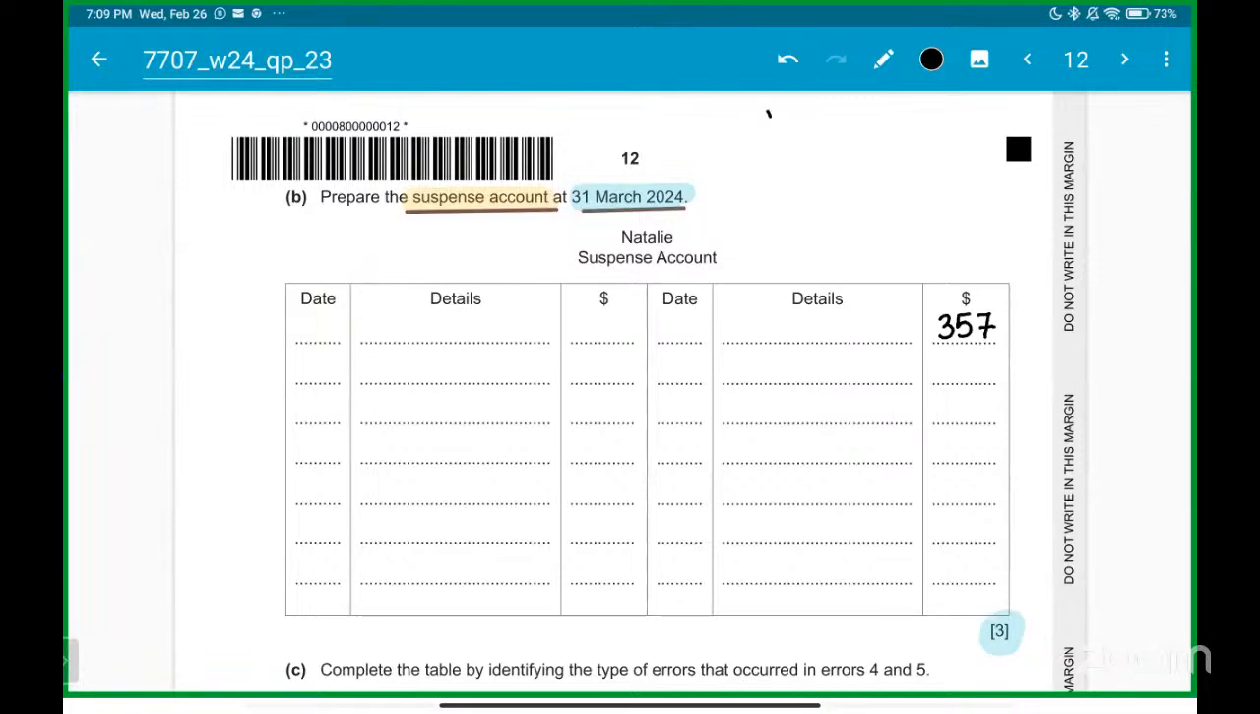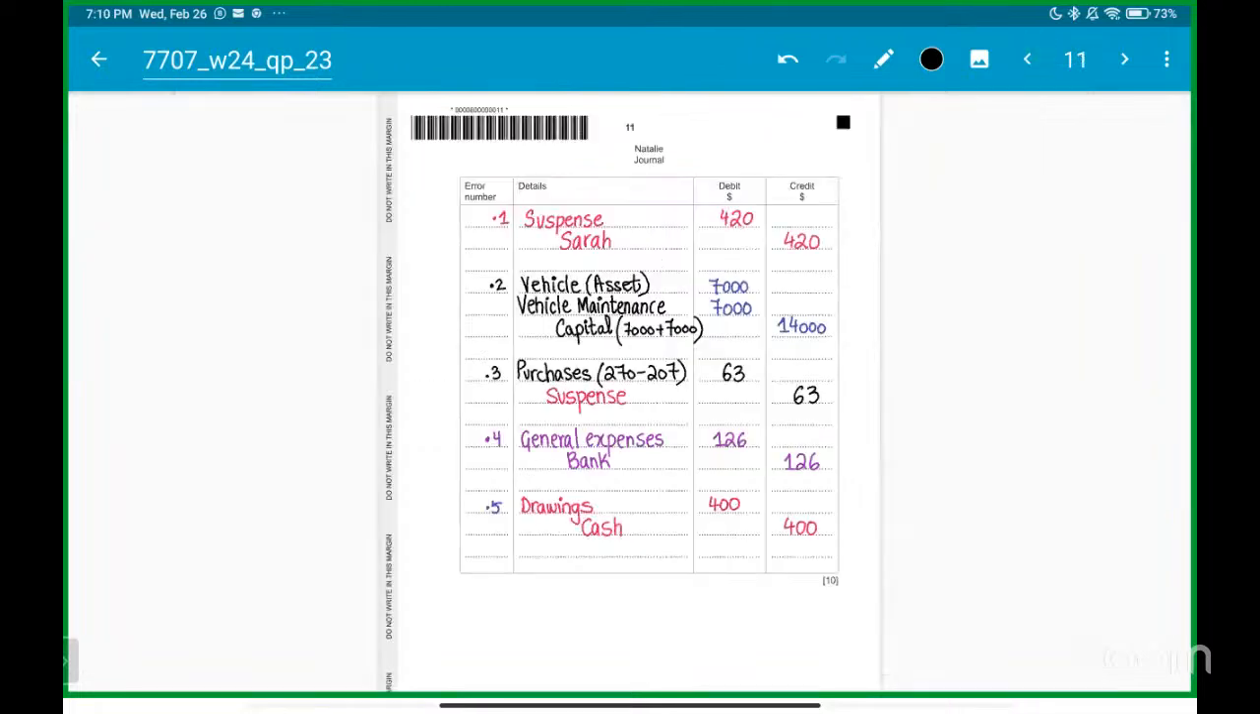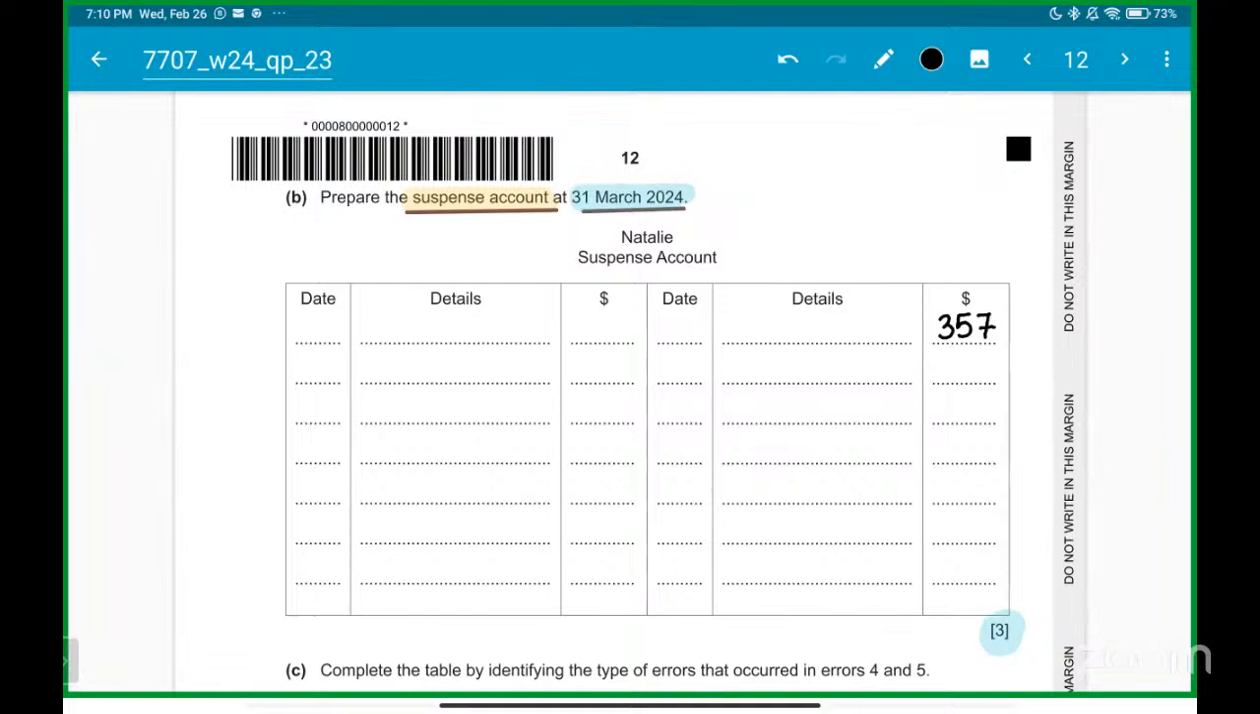Since the debit side was higher and the credit side is lower, students need to understand that you make the credit side match the debit side. So $357 will come on the credit side, writing it down as the difference in the trial balance. Okay, so difference in the trial balance. Dates are important at the IGCSE.